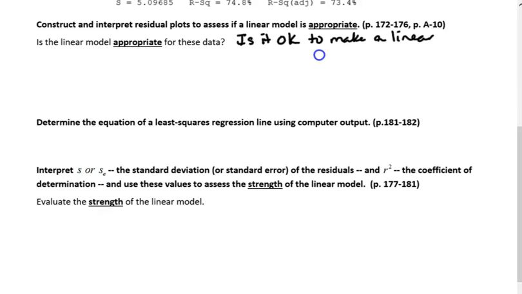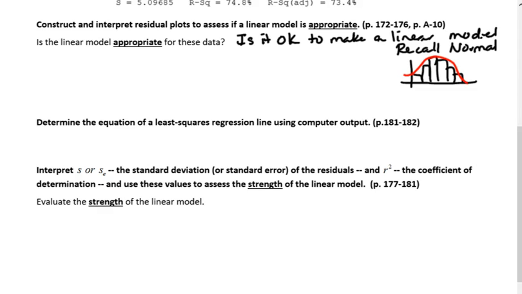Now, this is a question we've asked before when we were talking about normal models. So let's just recall, with a normal model, we can't use a normal model for just any set of data. To use a normal model, we have to notice something about the distribution of data. We needed to see that the distribution of data was approximately unimodal and symmetric, kind of fairly mound-shaped. If it was fairly mound-shaped, then I could say, hey, a normal model makes sense.